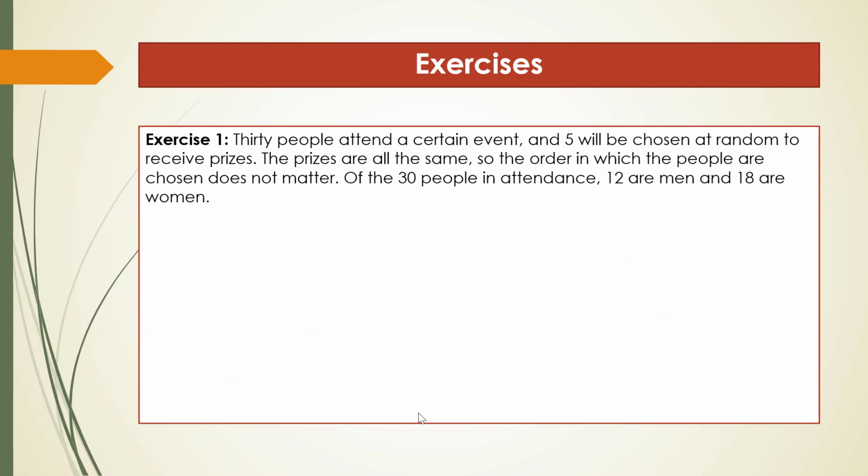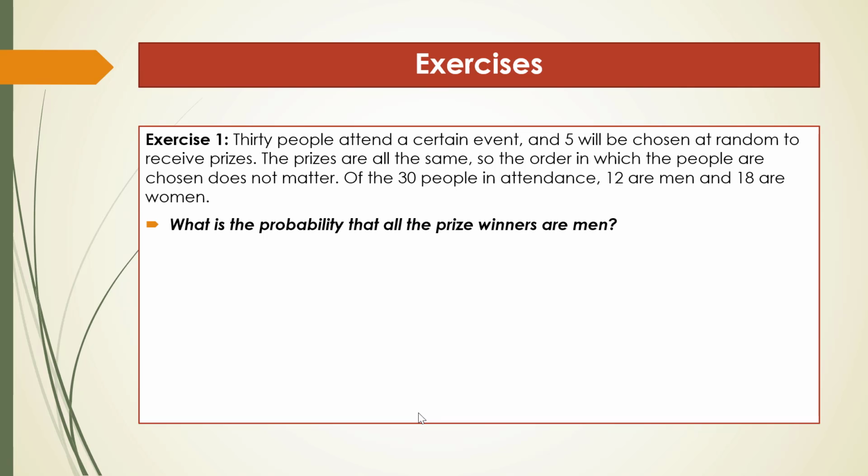Exercise 1. 30 people attend a certain event, and 5 will be chosen at random to receive prizes. The prizes are all the same, so the order in which the people are chosen does not matter. Of the 30 people in attendance, 12 are men and 18 are women. What is the probability that all the prize winners are men?